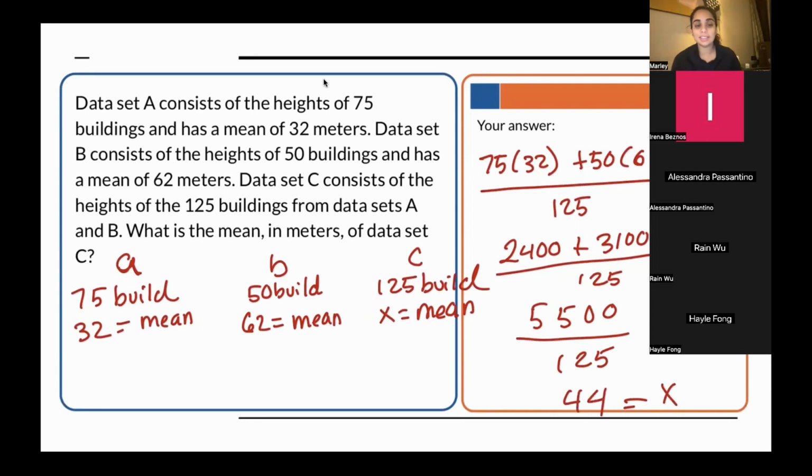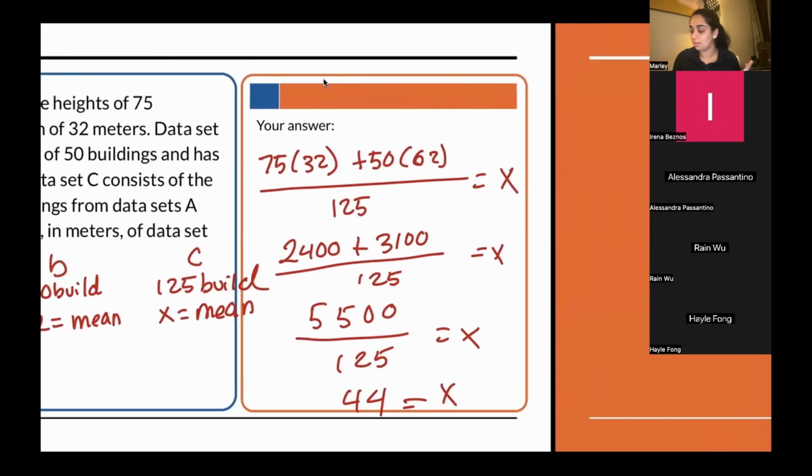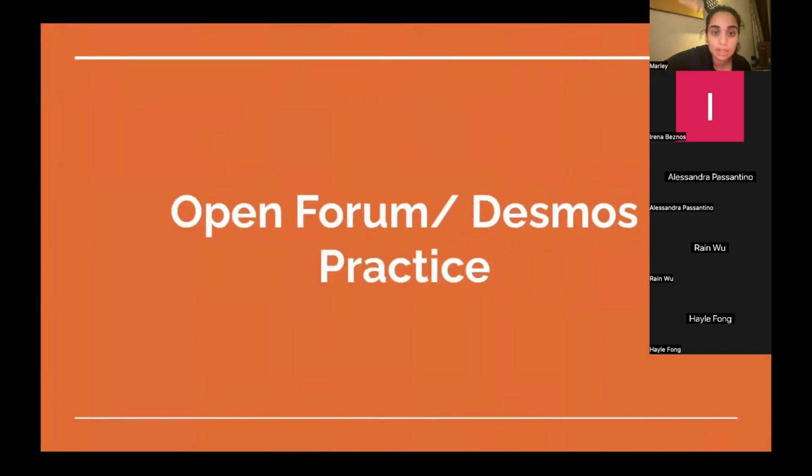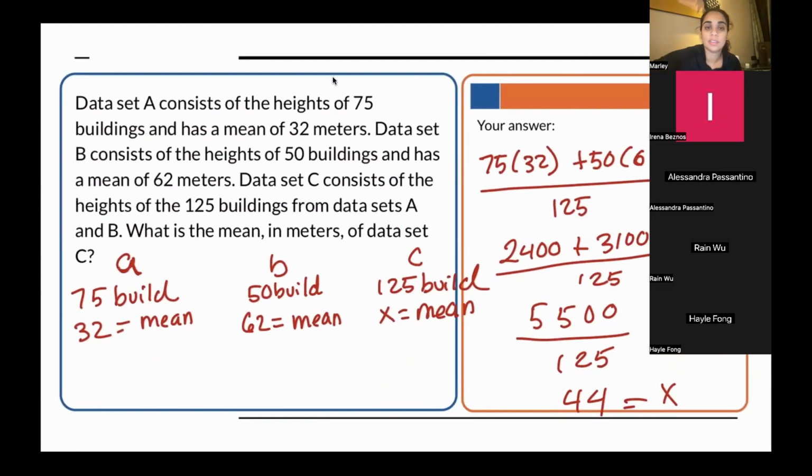Okay, so since I didn't record the beginning of class, and this is our last question, there are questions about why you are multiplying. So the first question is, do we do 32 plus 62 divided by 2? We don't, because we would only do that if it was 50 buildings and 50 buildings. If the data sets had equal entries, then we could take the means and just add them to each other and divide by 2. But because it's weighted differently, we have to take the weights into consideration.